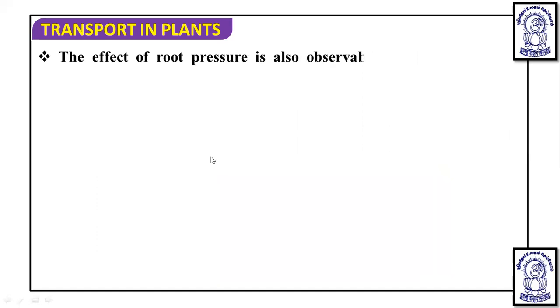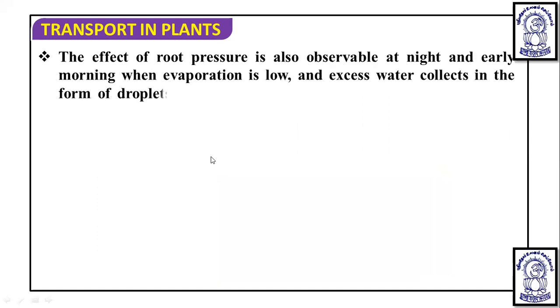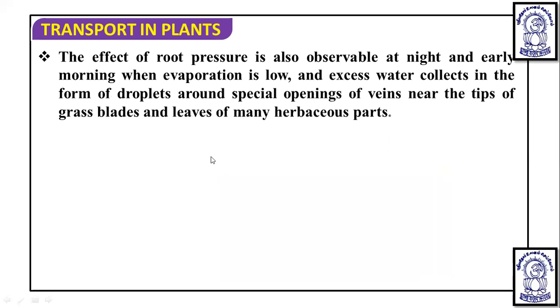So the effect of root pressure is also observable at night and early morning when evaporation is low, because in the root, root pressure will be active, pushing the water, and so water will be released in the form of droplets. When water is released in the liquid state, it means there should be a low temperature.